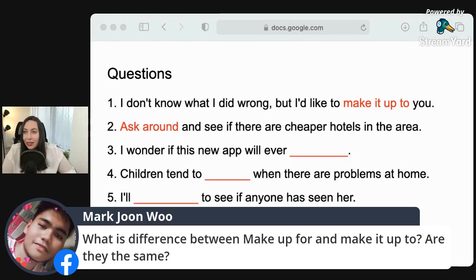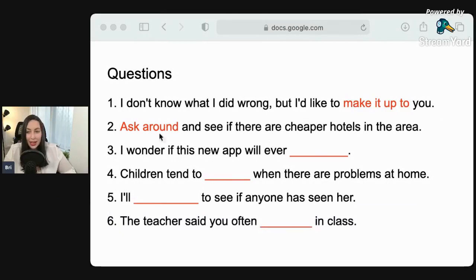Okay, let's go back to the questions. Very good, everyone. Okay, number three, I wonder if this new app will ever something. Oh, I see Srey has already got it. Very good. Oh, very good, Bron. Oh, good job, everyone. I wonder if this new app will ever catch on. Catch on. Very good.